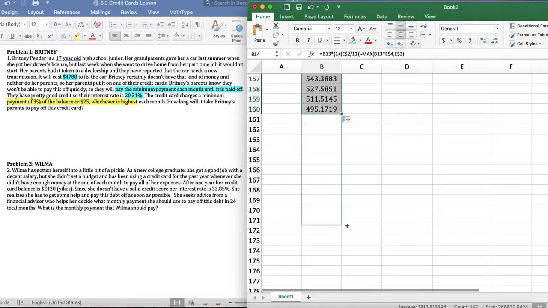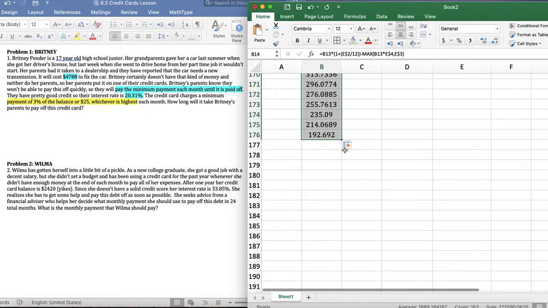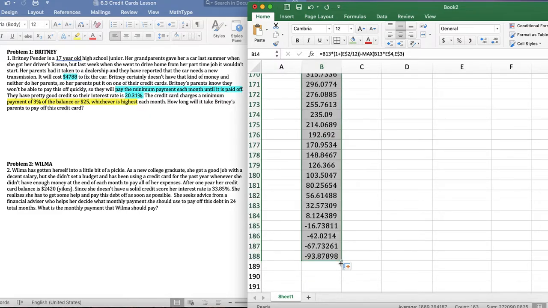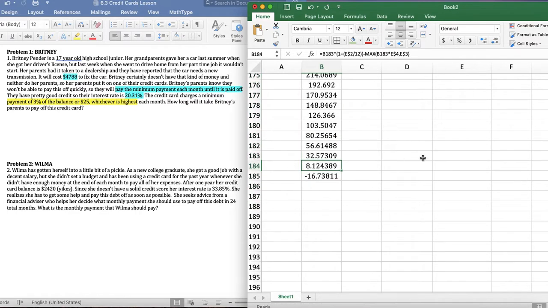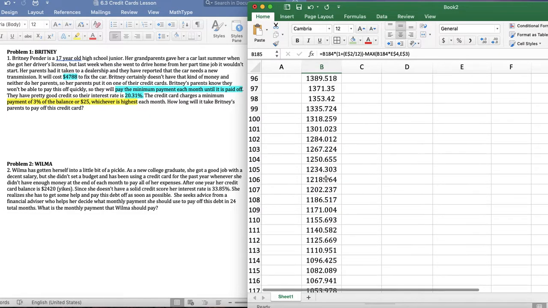Almost there. Let's see. 192.70, almost there. All right, it happened. You can see here, I don't actually see a 0. What you see is the balance going from a positive balance to a negative balance. So there it is. It gets paid off in this month right here.